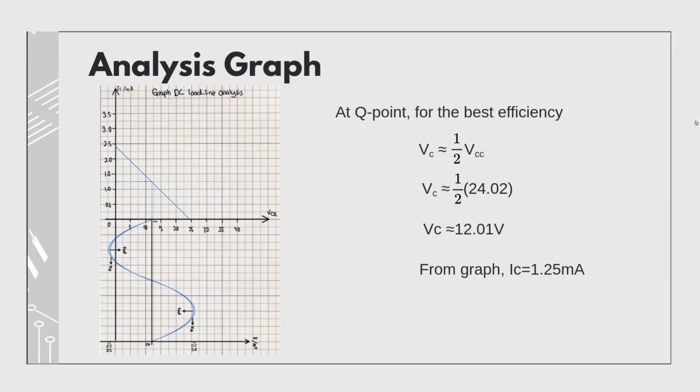This graph illustrates the DC load line analysis for the transistor in the circuit. To achieve maximum efficiency and signal swing without distortion, we ideally place the Q point at the center of the load line. As shown in the calculation, we set the collector voltage, which is VC, to half of the supply voltage, approximately 12 volt. By projecting this point onto our graph, we determine the corresponding collector current, which is IC, is 1.25 milliamp.